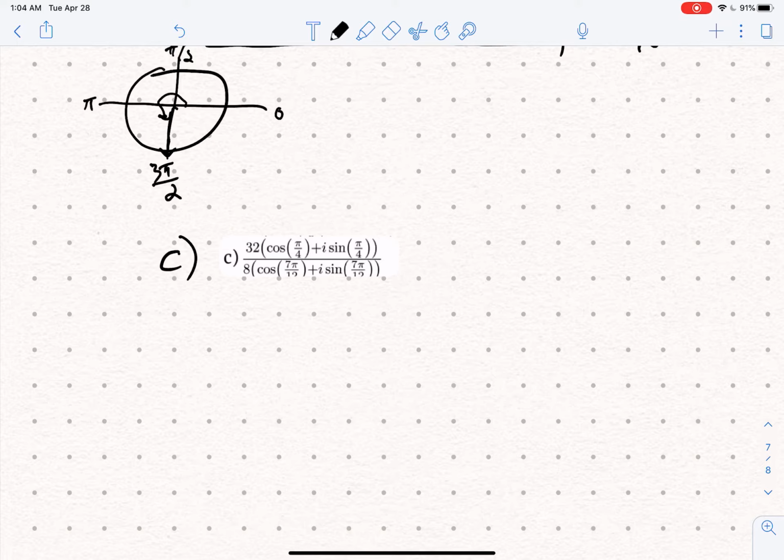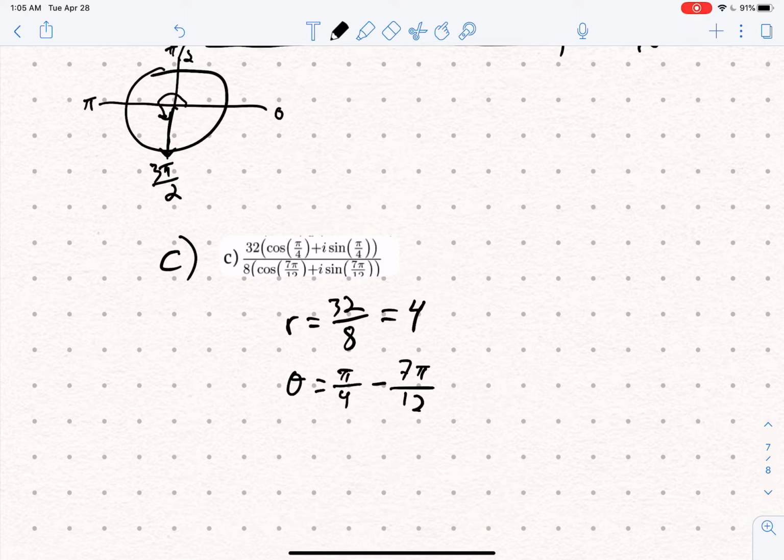And we know from the discussion above that when we do this, the modulus of the resulting complex number will be 32 over 8. We just divide the moduli. And 32 over 8 goes in nicely. It's equal to 4, so r is 4. And the theta is going to be the angle, or the argument from the top, pi over 4, minus the argument from the bottom, 7 pi over 12.